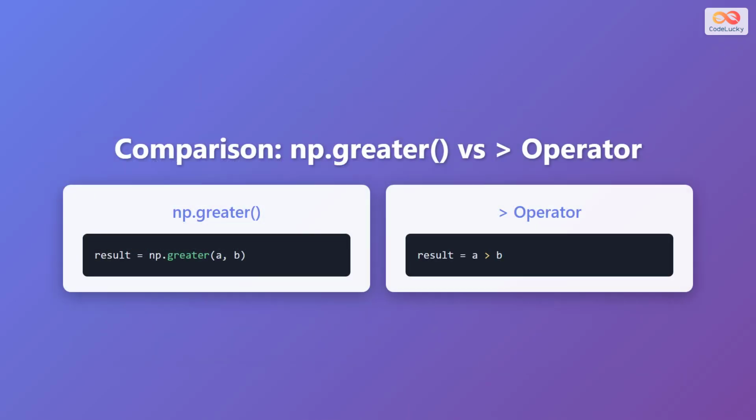You might wonder about the difference between np.greater and the simple greater than operator. Both perform the same element-wise comparison and return identical Boolean arrays. The function form, np.greater, is useful for functional programming and when you need to pass the comparison operation as a parameter. The operator form, using the greater than symbol, is more concise and commonly used in everyday coding. Choose whichever fits your coding style and requirements.